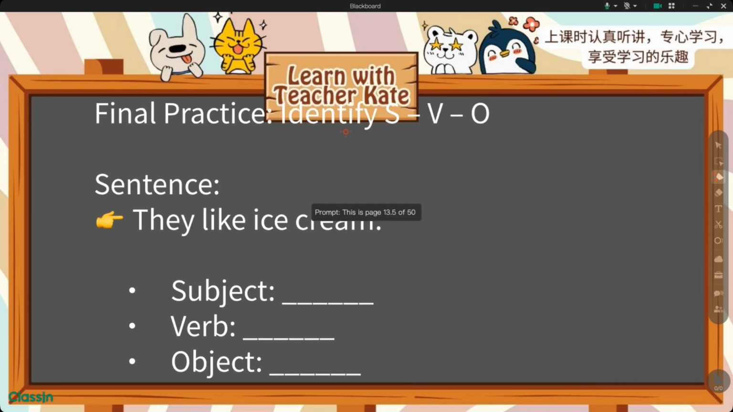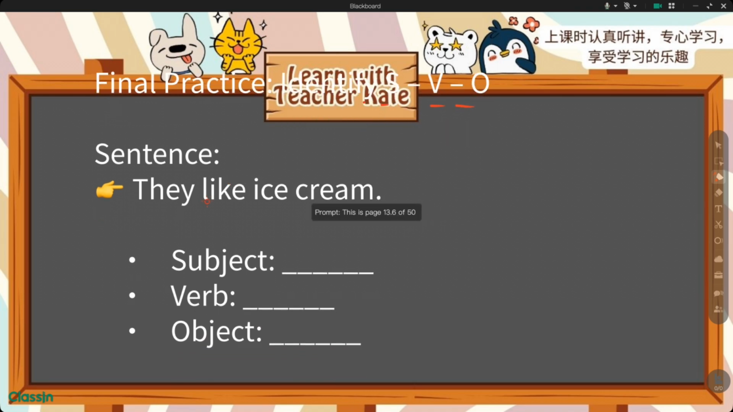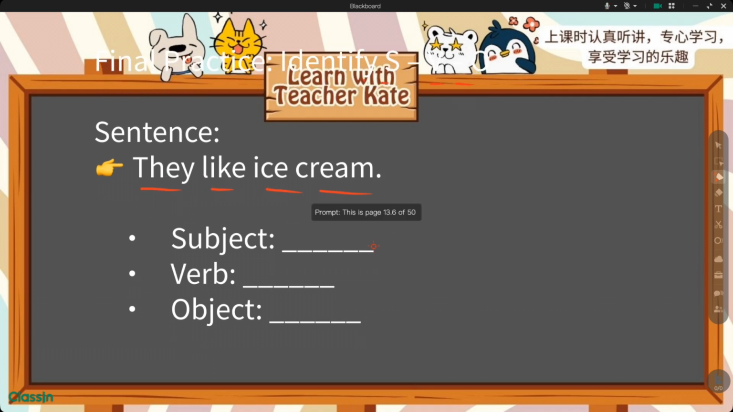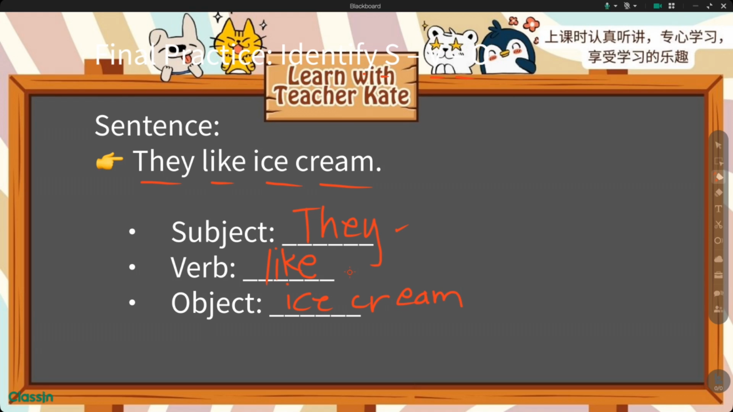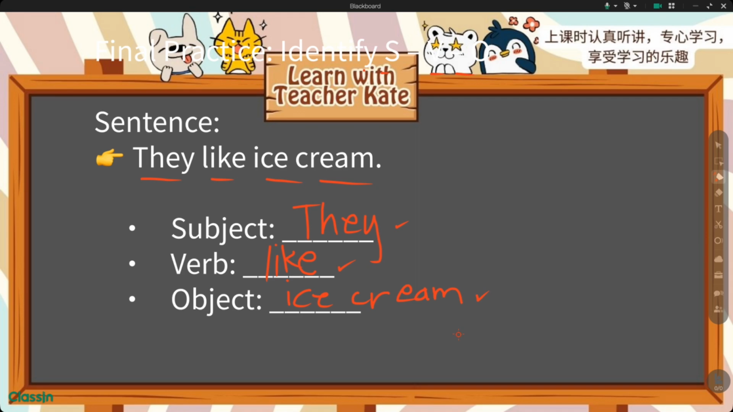Your task is to identify the subject, the verb, and the object. Let's read. They like ice cream. They is the subject, like is the verb, and ice cream is the object.